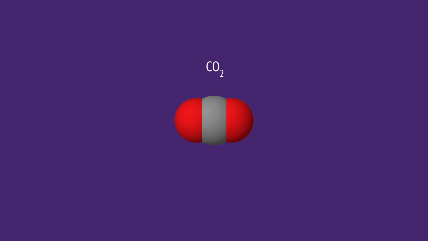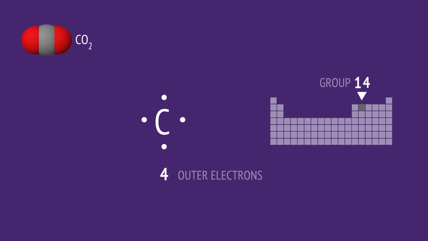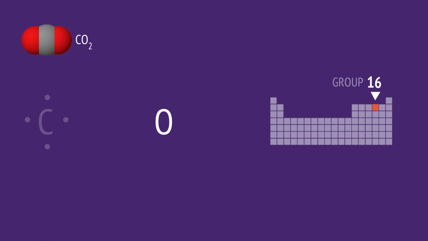In this next example, we want to draw a Lewis diagram for a carbon dioxide molecule. Carbon is in group 14, so it has 4 outer electrons. And since carbon is in period 2, these electrons are in the second shell. With this shell holding up to 8 electrons, there are 4 empty locations, and so 4 possible bonds. Oxygen is in group 16, so it has 6 outer electrons. And since oxygen is also in period 2, these electrons are also in the second shell. There are 2 empty locations, and so 2 possible bonds.